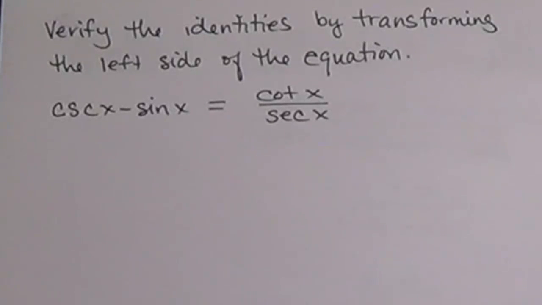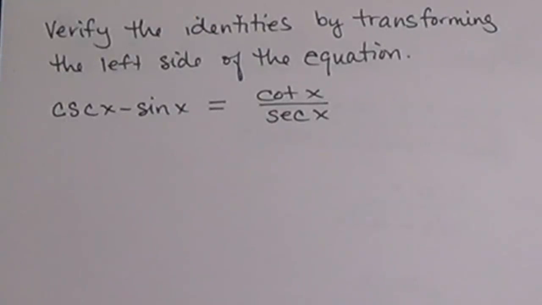We want to verify the identities by transforming the left side of the equation. And again, in some cases, you may be asked to do the right side or pick your own side. But you're always going to want to start with one side or the other. So here we're going to start with the left side: cosecant of x minus sine of x is equal to cotangent x divided by secant x. And we want to transform the left side to look like the right side.